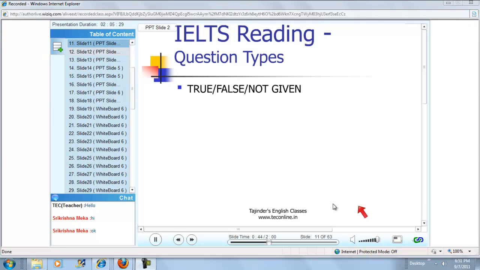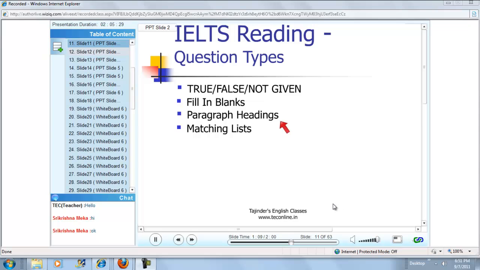In reading, you will have various question types. I am just taking an example of true, false, not given type of questions, in which you write down the answer as true, false or not given. There can be various questions in which you fill up the blanks. There can be some questions in which you attempt the headings for the paragraphs. There may be several paragraphs there, and you will have to attempt the headings of those paragraphs.